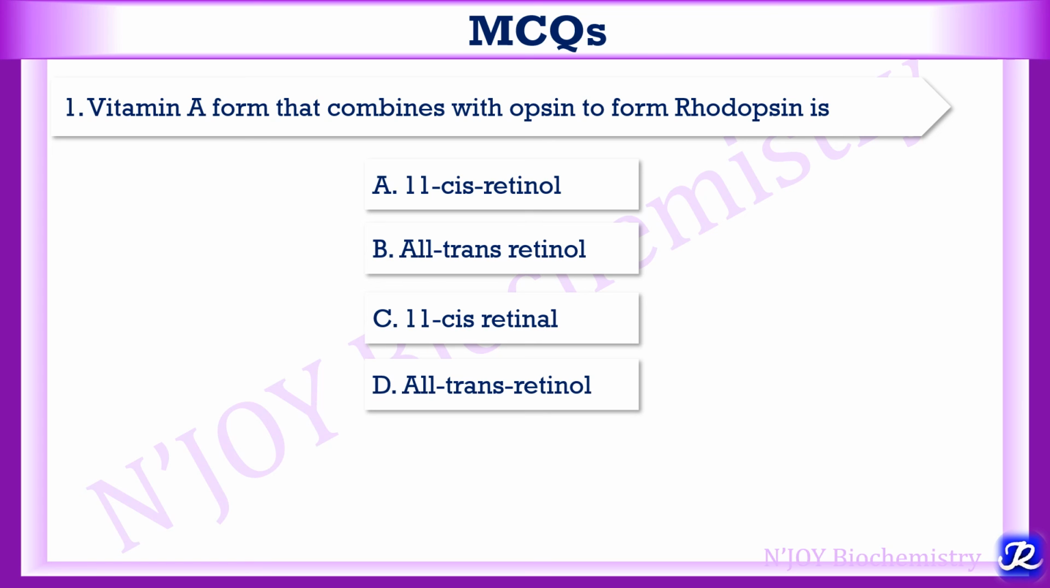The first is: the vitamin A form that combines with opsin to form rhodopsin is: A, 11-cis retinol; B, all-trans retinol; C, 11-cis retinal; or D, all-trans retinal. Take a pause and try to give the answer. So here the answer is 11-cis retinal. 11-cis retinal combines with opsin to form rhodopsin.